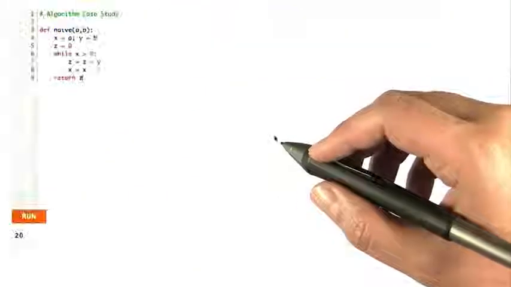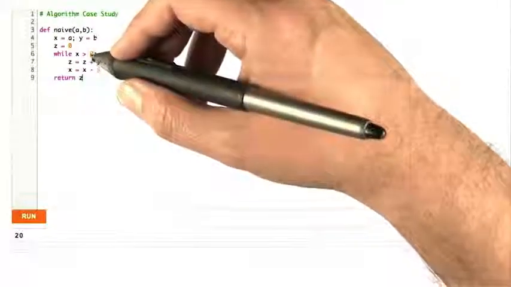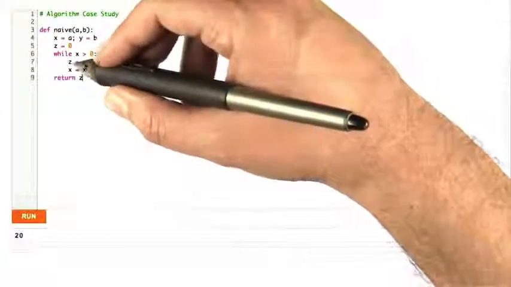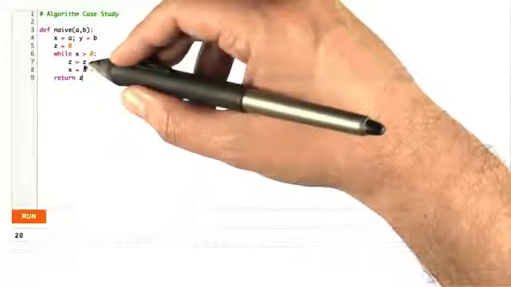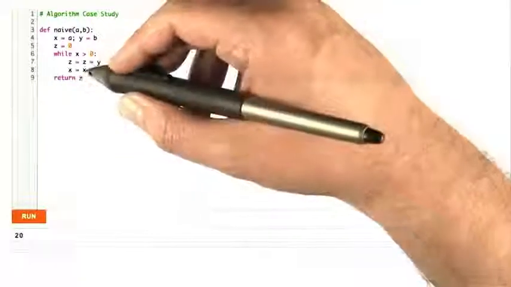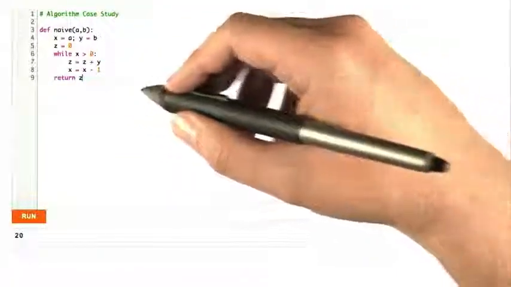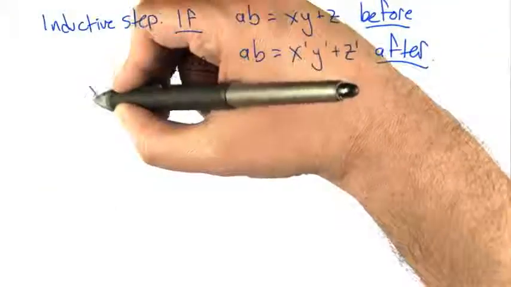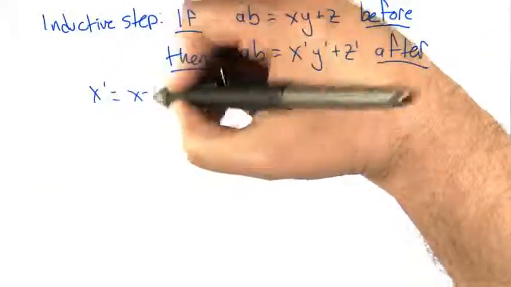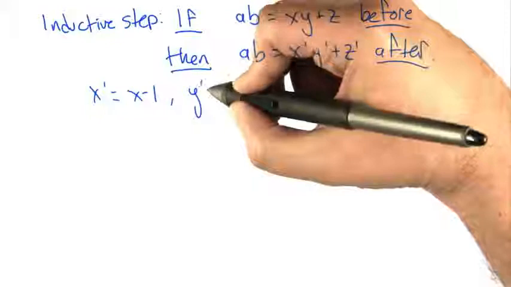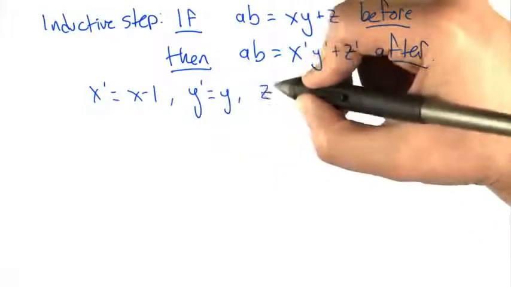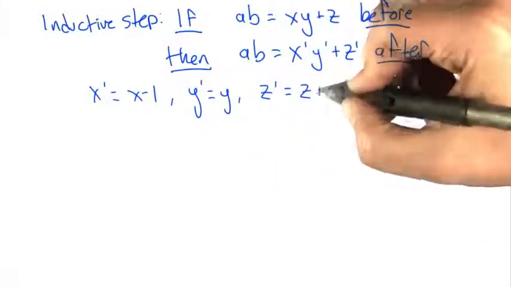Let's remind ourselves what the code looks like again. What happens in each iteration of the loop is that a new value of z is computed, which is the old value plus the value of y, and a new value of x is computed, which is the old value minus 1. We basically have the new value of x is the old value minus 1, the new value of y, well, it didn't change, and the new value of z is the old value of z plus y.